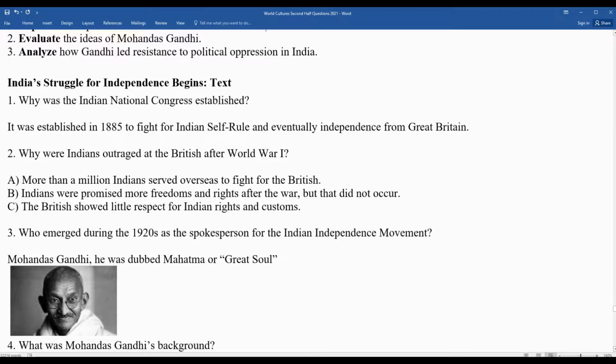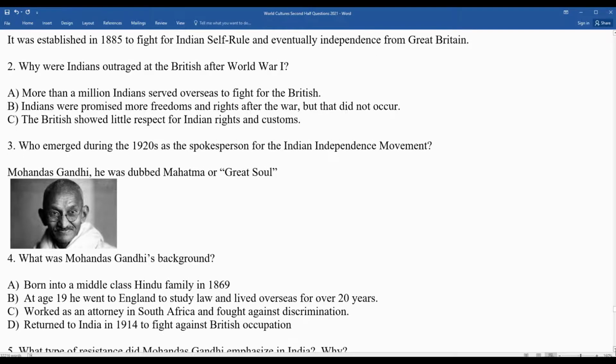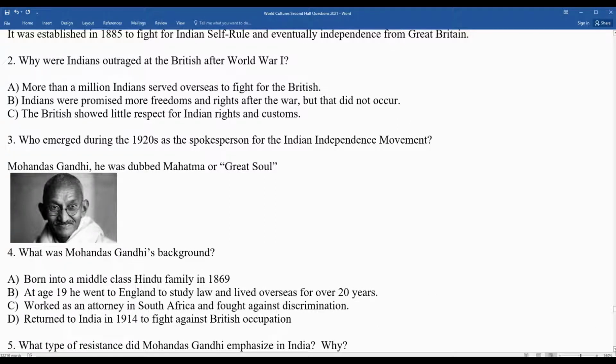Four, what was Gandhi's background? He was born into a middle-class Hindu family in 1869. At age 19, he went to England to study law and lived abroad for about 20 years. So once again, as we had alluded to earlier, a lot of the independence movements were coming from the better educated class within India. And of course, Gandhi is a good example of somebody who was very well educated. Not only did he get educated, he also learned firsthand some of the freedoms that people across the world enjoyed and that the Indian people should have. He worked as an attorney in South Africa, where he fought against discrimination, and then he returned to India in 1914 to fight British occupation.